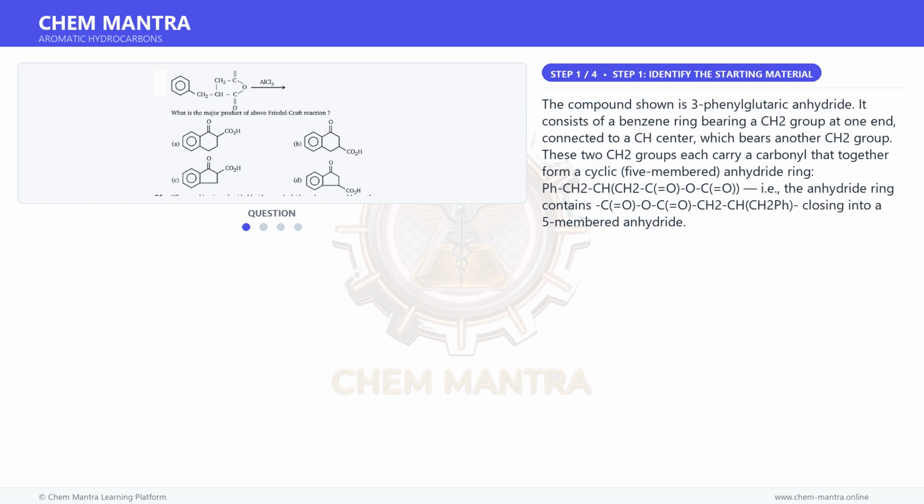Ph-CH2-CH, CH2-C=O-O-C=O, i.e., the anhydride ring contains C=O-O-C=O, CH2, CH, CH2, Ph, closing into a 5-membered anhydride.